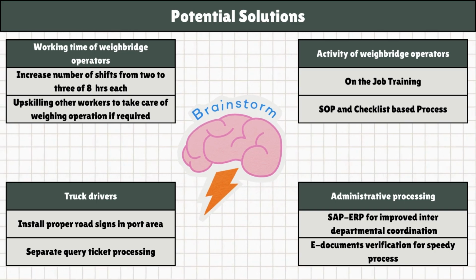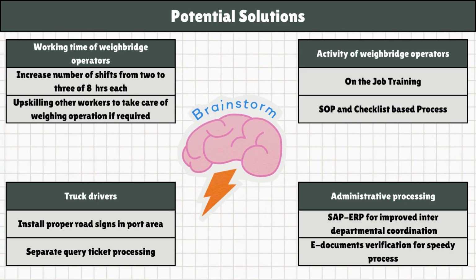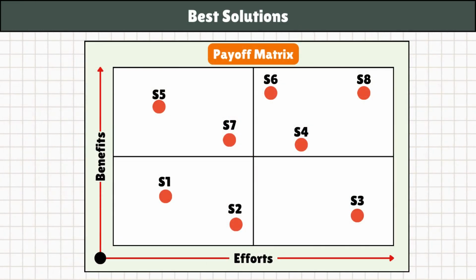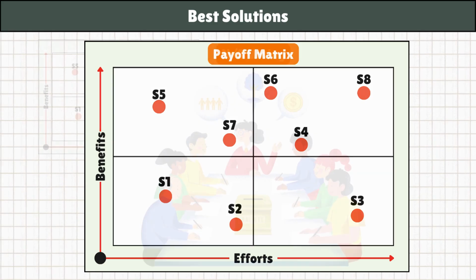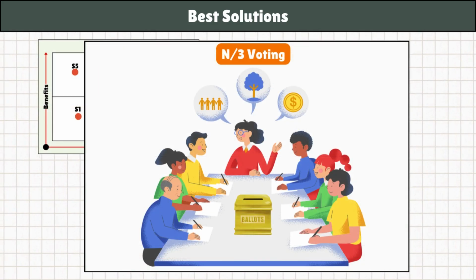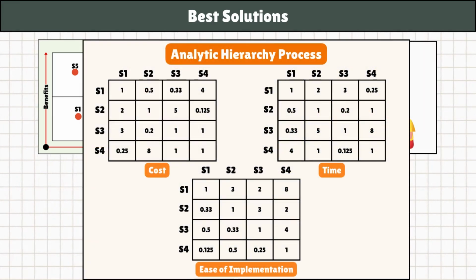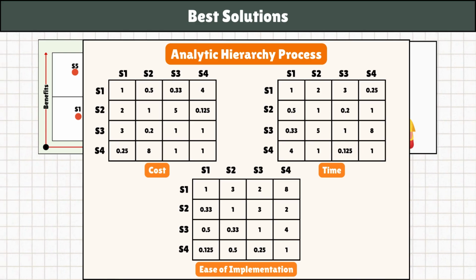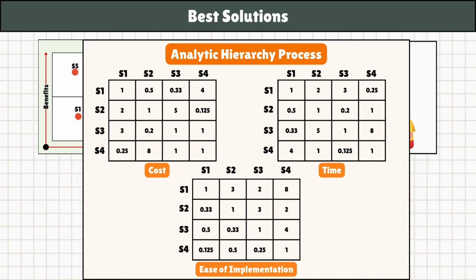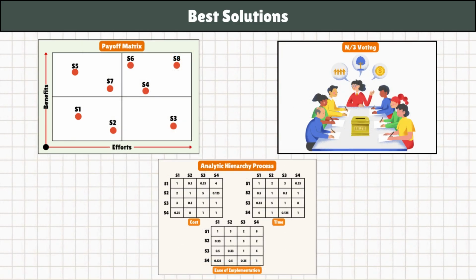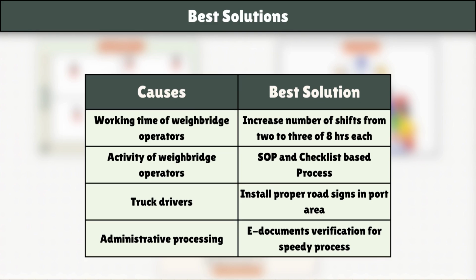And for that, we have several established techniques which help us in making an informed decision, such as Payoff Matrix, which evaluates effort versus benefits, N/3 voting technique, which reduces the list to the top 1/3 with each voting round, and Analytical Hierarchy Process or AHP, which scores solutions based on factors like ease of implementation, cost, and time required. After applying these methods, we finalize a list of best solutions.